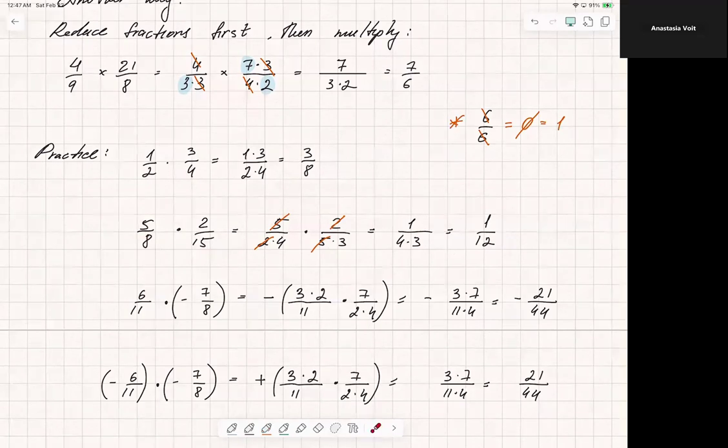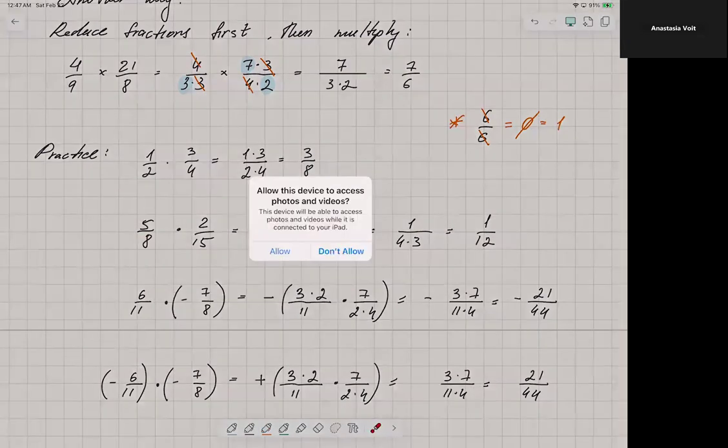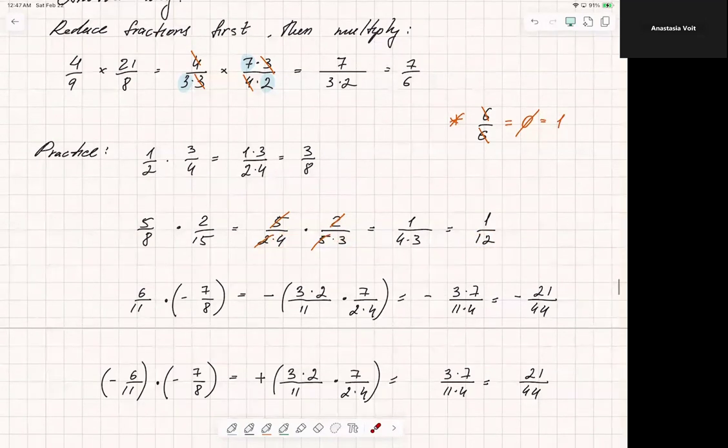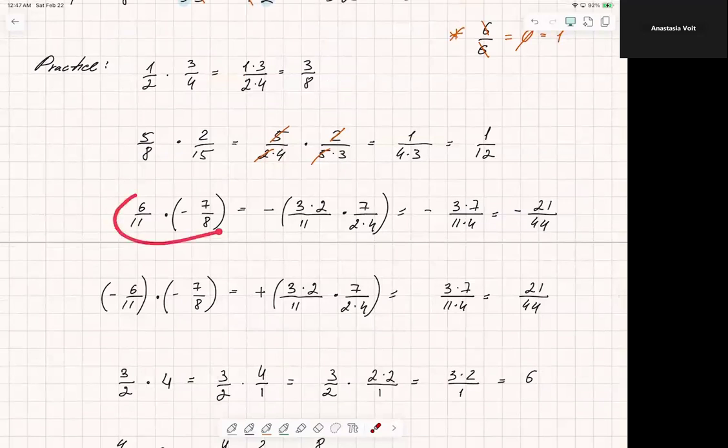So in the numerator, we have 1, and in the denominator, we have 4 times 3, so that's gonna be 12. So we have 1 over 12, all right? Okay, so now another example is 6 over 11 times negative 7 over 8.